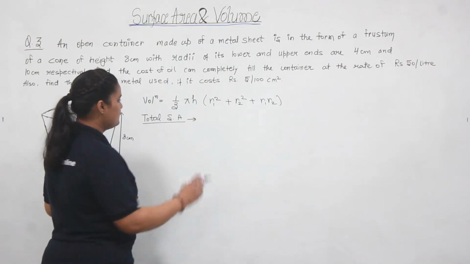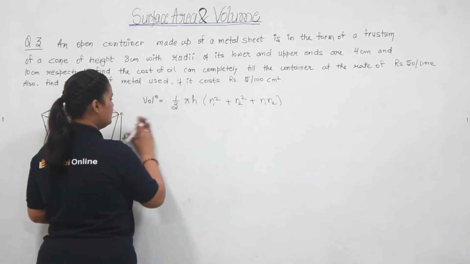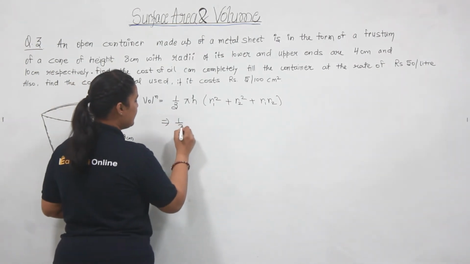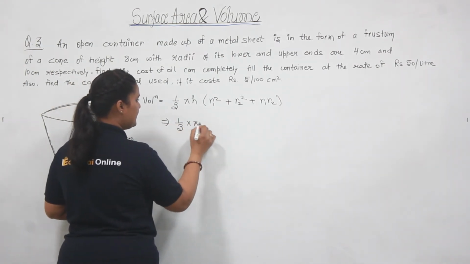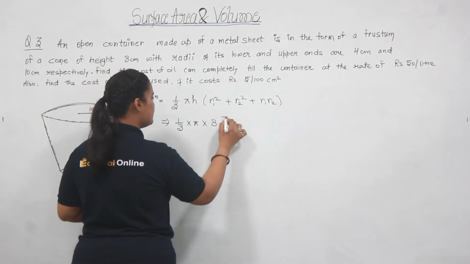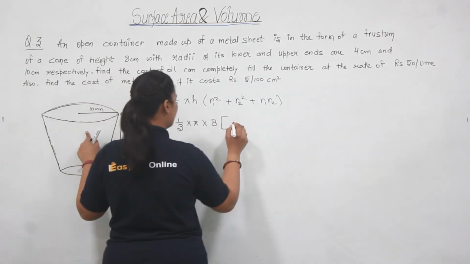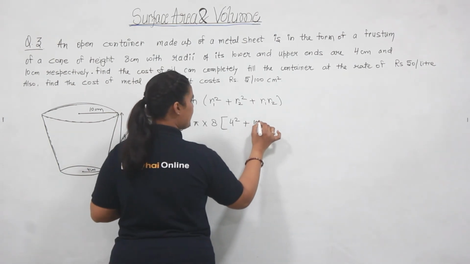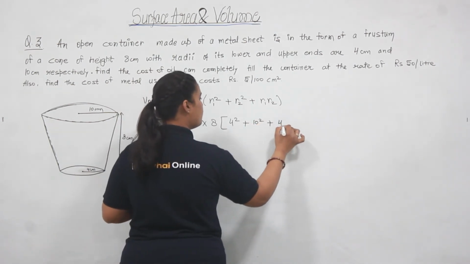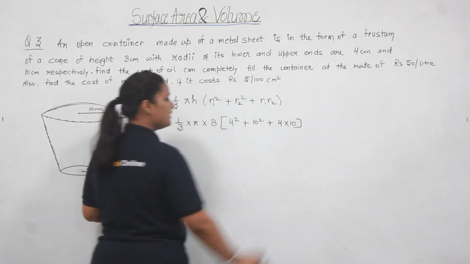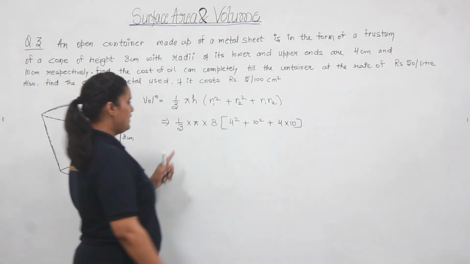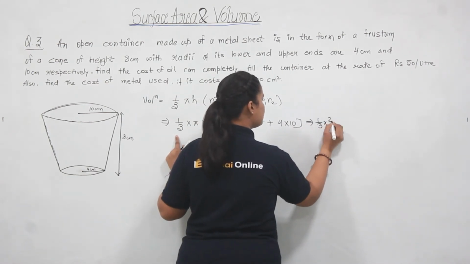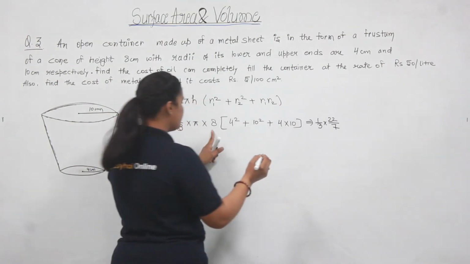Let's put the values. First we will find the volume. Okay, so it is 1 by 3 pi, h is given as 8, r1 is given as 4 square, r2 is given as 10 square, plus 4 into 10. Right? Any doubt? Let's solve it. It will be 1 by 3, pi means 22 by 7, h is 8.